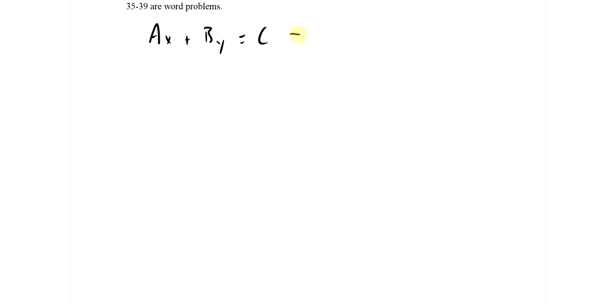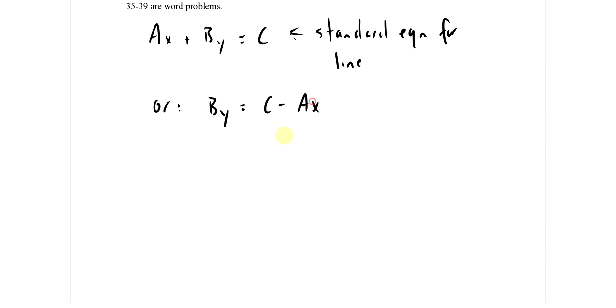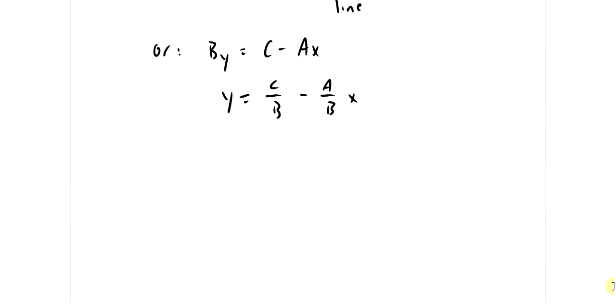That is the standard equation for a line. An important point that comes out in the future is if we solve this for y, we get y equals c divided by b minus a over b times x. An important point to note here: the slope, in the form mx plus b, depends only on a and b.